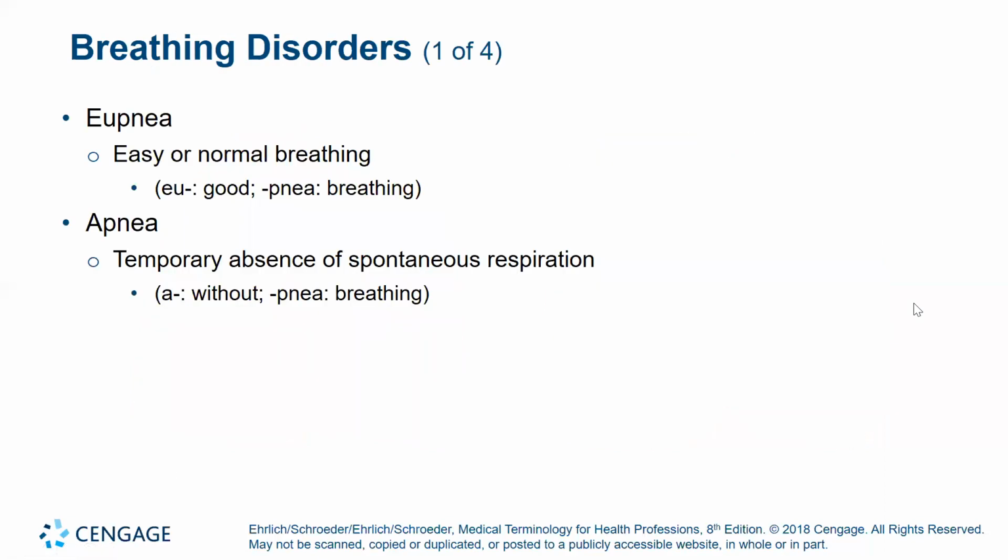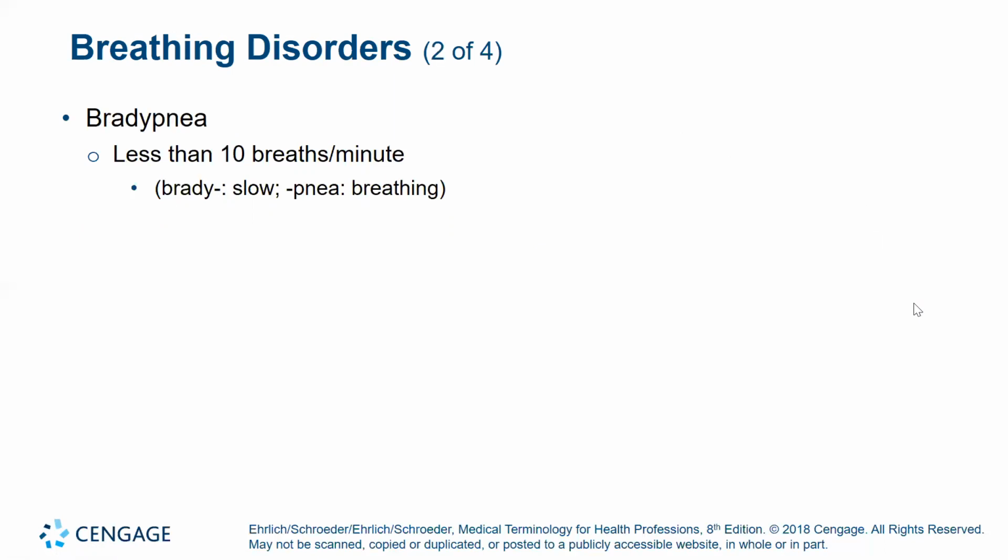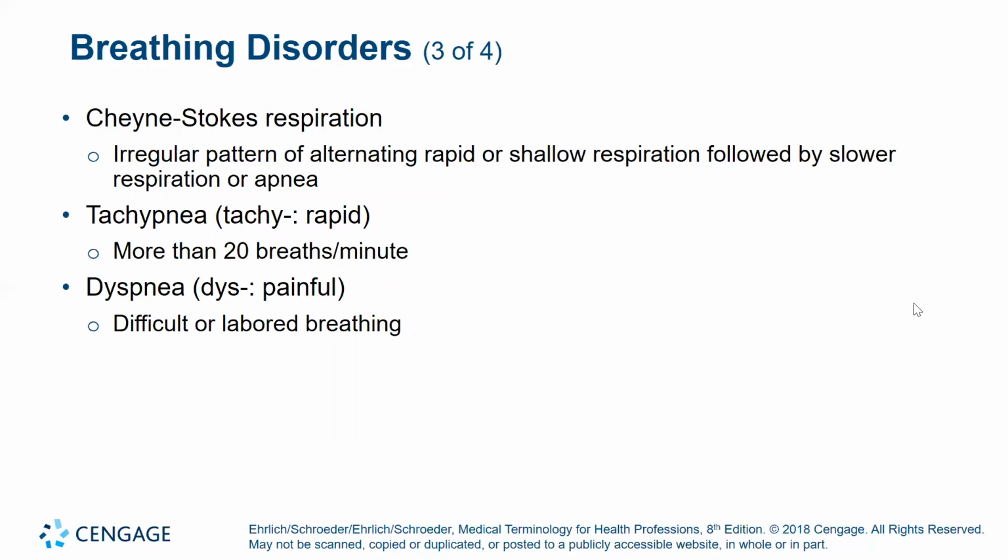Breathing disorders: eupnea. EU is good, pnea is breathing. So it's easy, normal breathing. Apnea is without breathing. A is without, pnea is breathing. So it's a temporary absence of spontaneous respiration. We have bradypnea, less than 10 breaths per minute. Brady is slow, pnea is breathing.